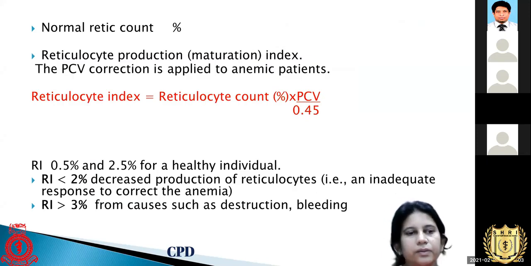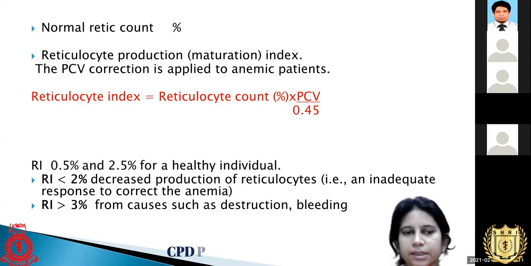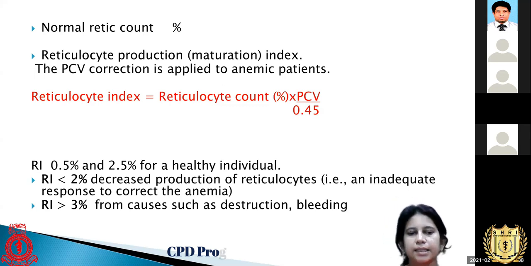So when you request a retic count, they give a normal retic count, normal range 0.5 to 2.5. But keep in mind, the best thing is the reticulocyte index. It is the best diagnostic tool to see whether you are producing reticulocytes, because this is a correction according to the anemia. So you get used to this formula. If your retic index is less than 2, it indicates that there's reduction of the production of reticulocytes. If it is more than 3, then there is increased destruction or bleeding, increased production of reticulocytes.